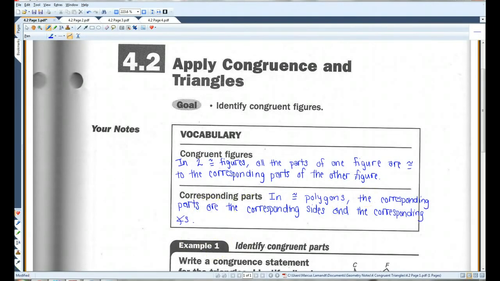So, for example, in these two triangles, this side would correspond to this side would correspond to this side, and this side to this side, because those are the congruent sides. And I could do the same thing with the angles. This one with this one, with, it would be this one, and this one with this one. Okay?